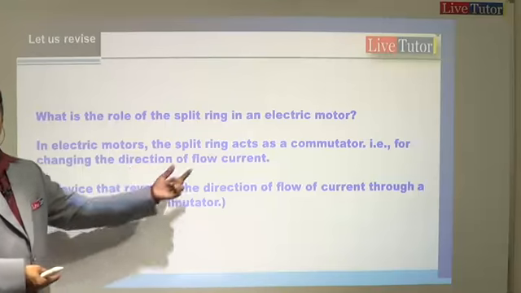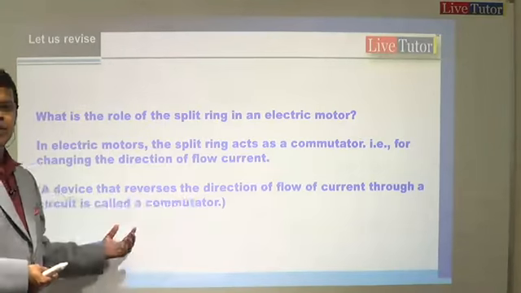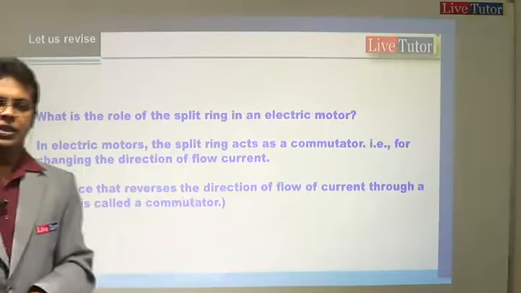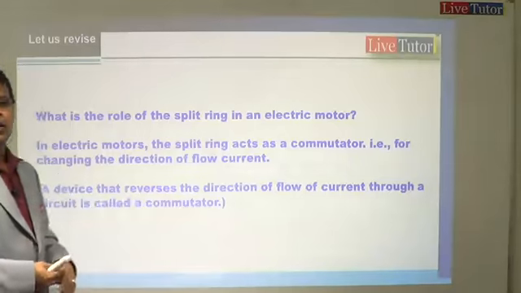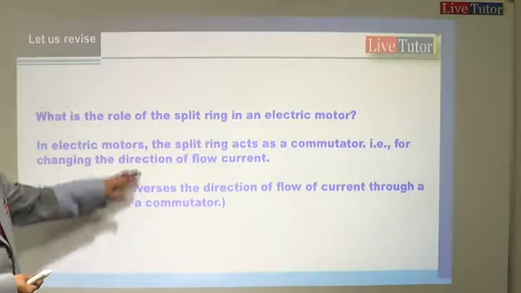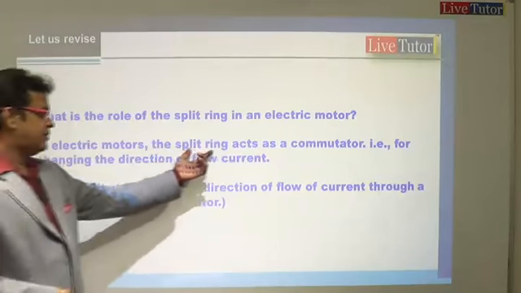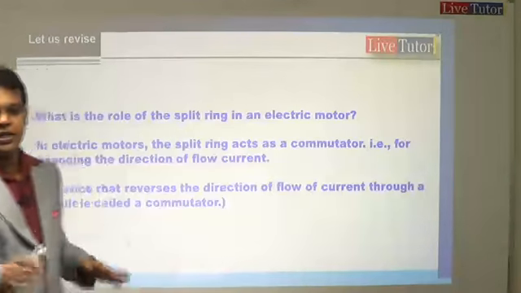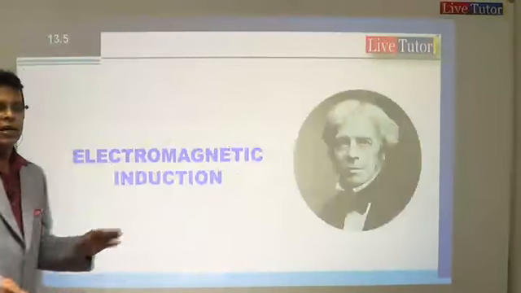That is, it is for changing the direction of flow of current. A device that reverses the direction of flow of current through a circuit is called a commutator. Okay, you are exposing your knowledge to some more extent. That is how we have to give the answer. Right. If it is a 1 mark question, this is enough: split ring acts as a commutator. That is enough for reversing the direction of current.